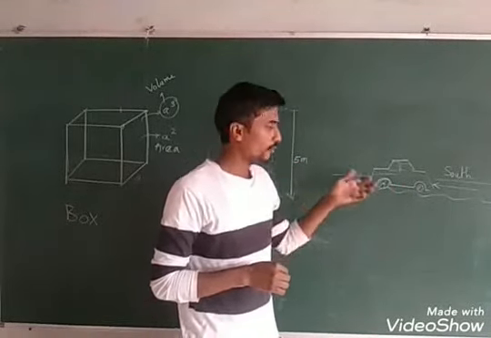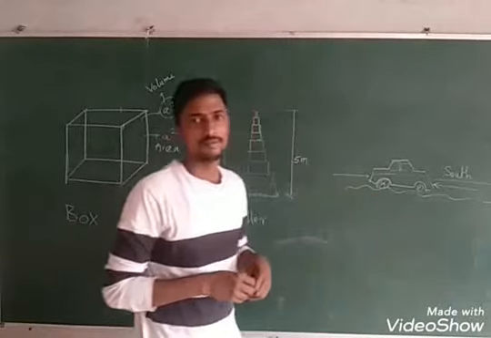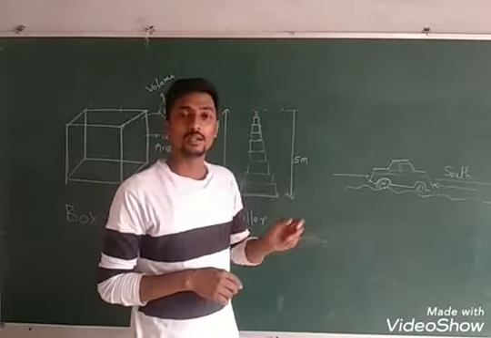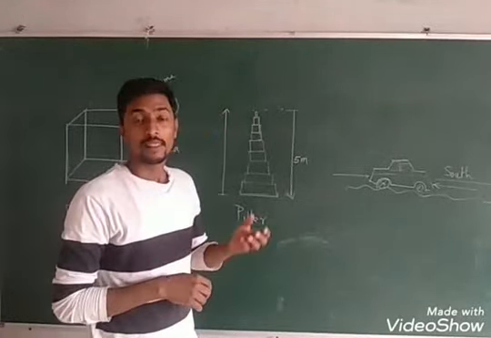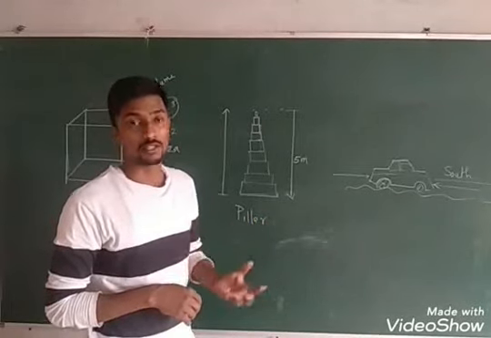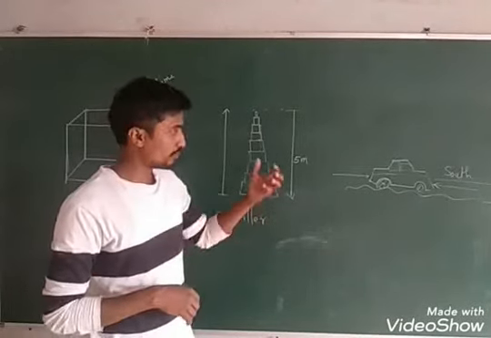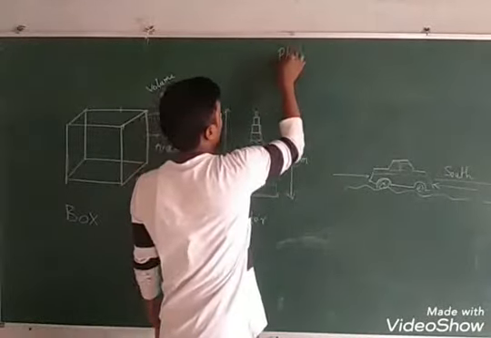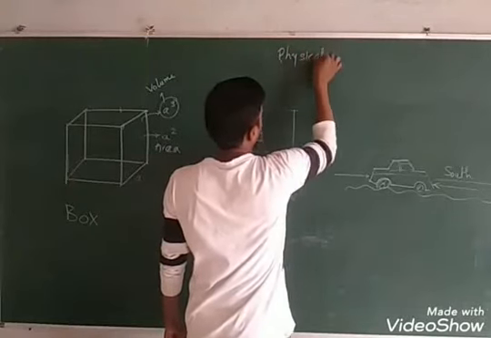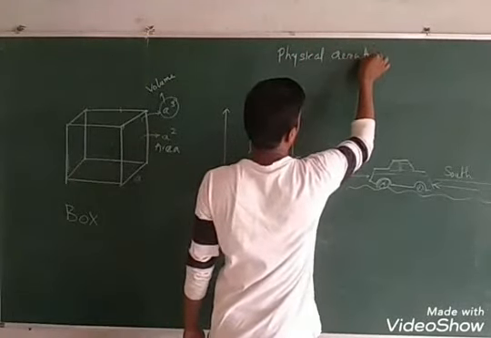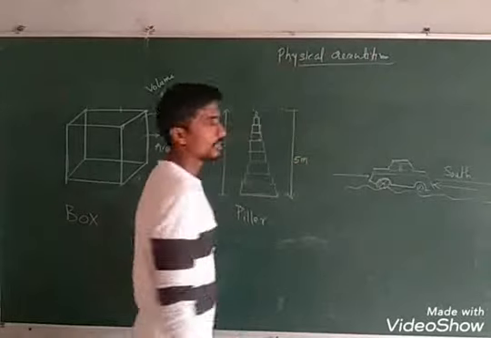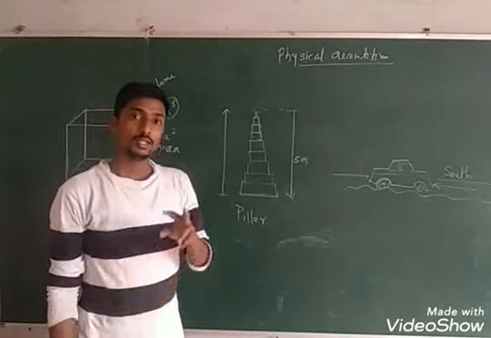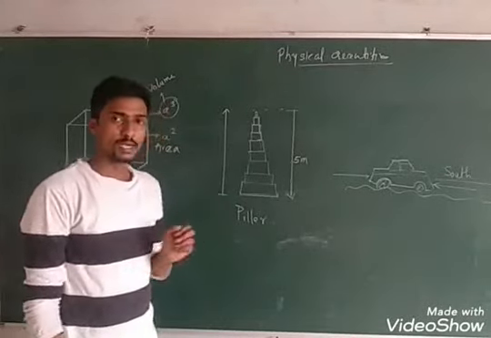So while measuring some quantities which are related with some material, the properties related with the materials can be calculated by measuring. Such properties are called physical quantities. Physical quantities can mainly be divided into two types.